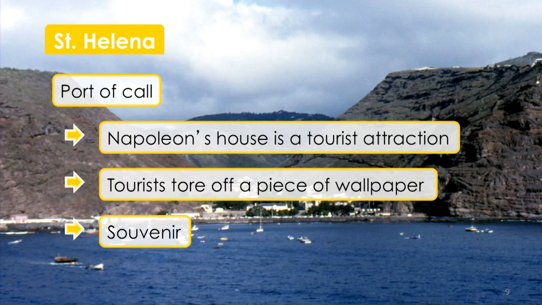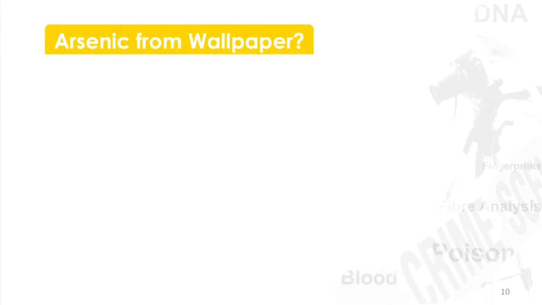Now, why did David Jones ask this interesting question, what colour was Napoleon's wallpaper? Well, he had the idea that the arsenic in the emperor didn't come from any poison put in his food or drink. He thought it may have come from the wallpaper. So they got this sample of wallpaper and they sent it for analysis.